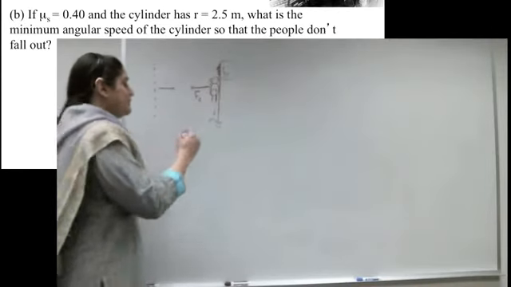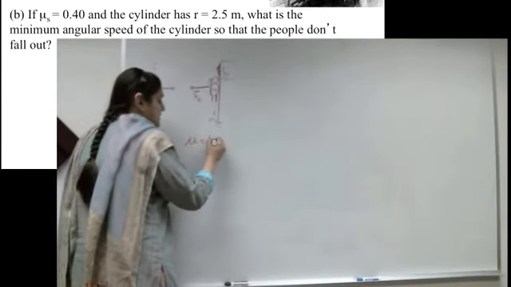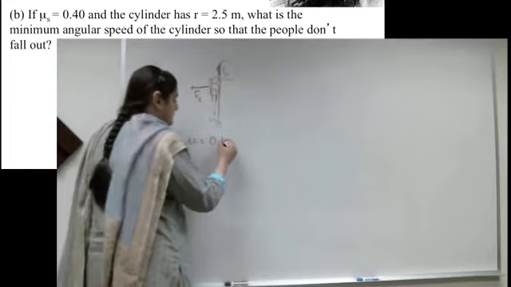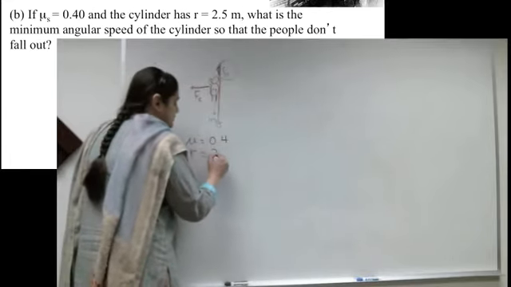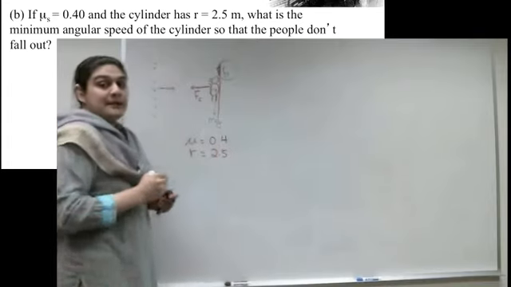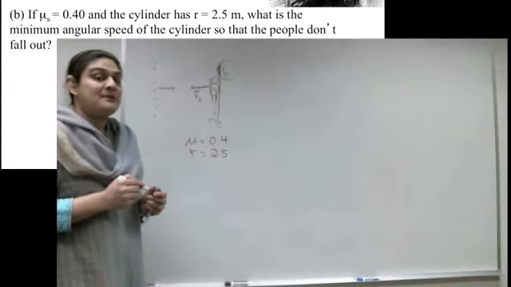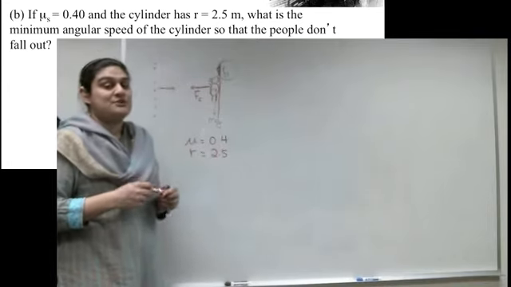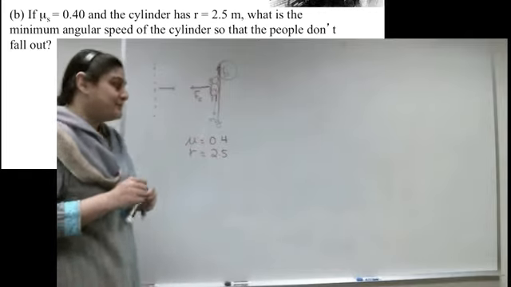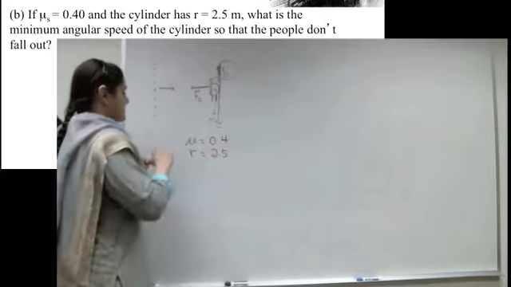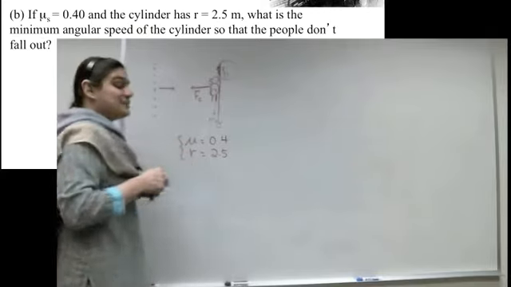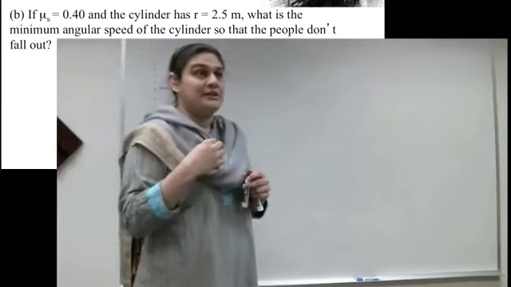Okay. Now part B. If mu is given to be 0.4 and the cylinder has a radius of 2.5 meters, what is the minimum angular speed of the cylinder so the people don't fall out? So note, it's giving me nothing else except for these two numbers. And it's expecting me to be able to figure out what I need to do.